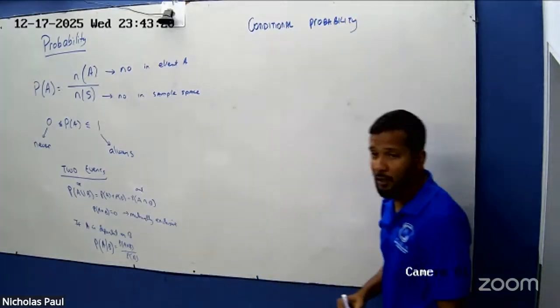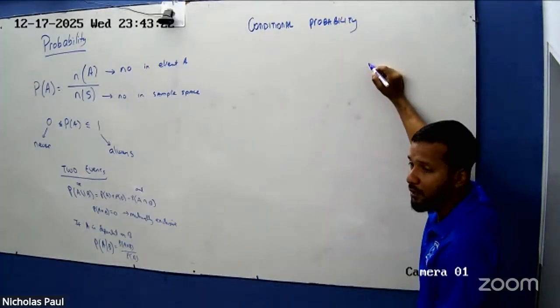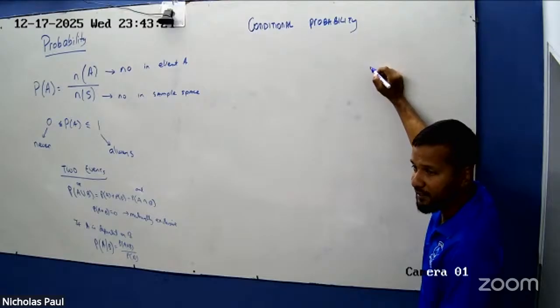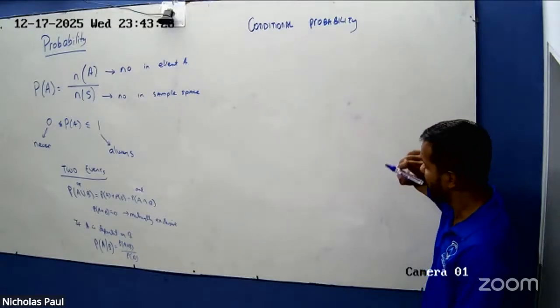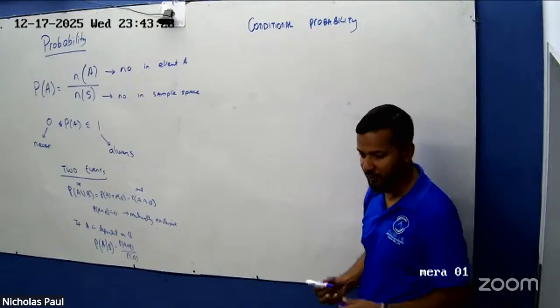Conditional probability is when one event affects another. All right? Copy it down and let's read it together. Copy that down.